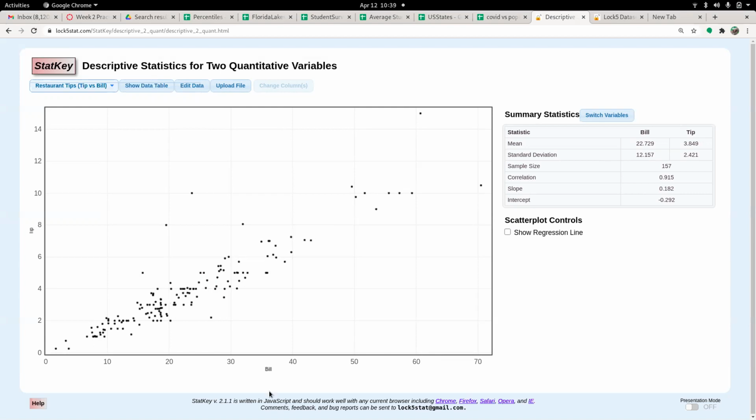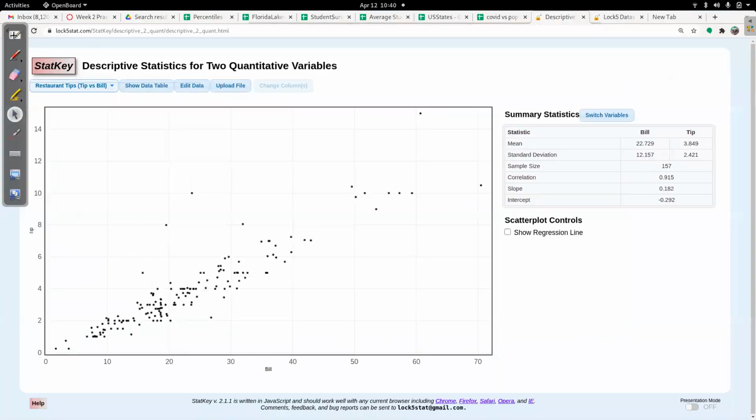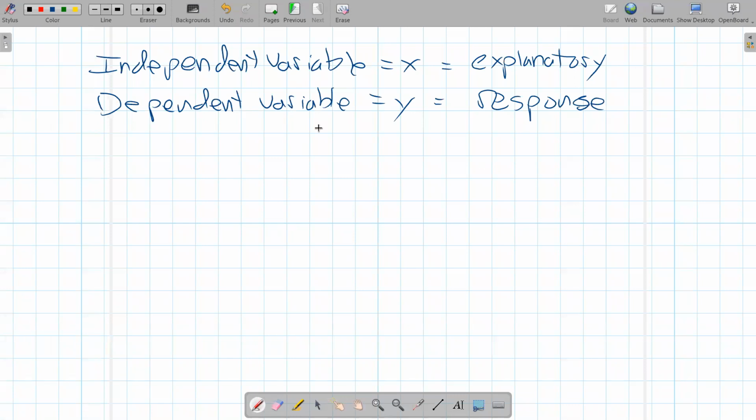So I do see an uphill trend to this data. So is the bill associated with the tip or the tip associated with the bill? The answer looking at this graph is, yeah, it seems as the bill increases, the tip increases. So we would say there's a positive association here. Some other big ideas. So again, we have an explanatory variable or response variable.